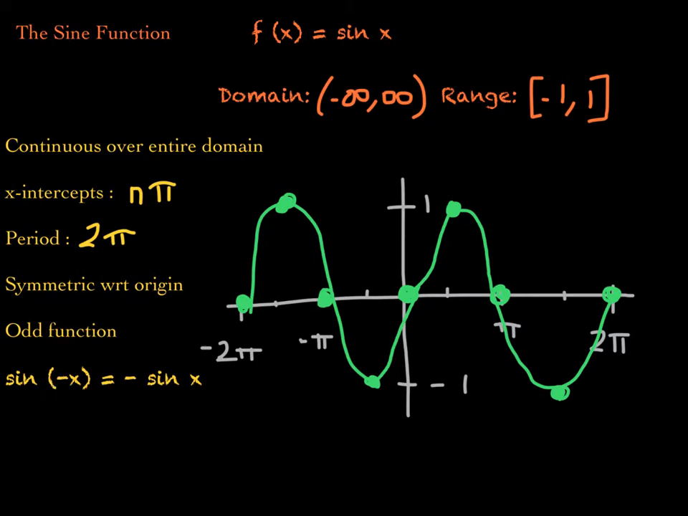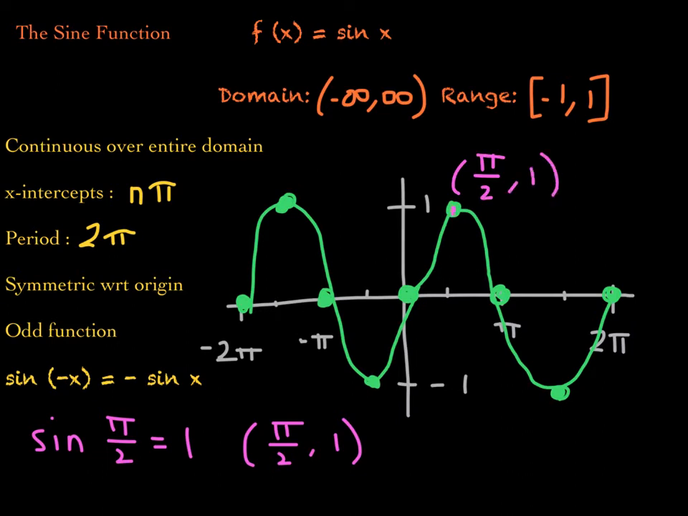Let me see if I can give you an example of what that means. Let's do sine of pi over 2. Sine of pi over 2 is 1. Now, pi over 2 is your input, 1 is your output, right? So the ordered pair here is pi over 2, comma 1. It's on the graph. It's on the curve. It's right here. This is pi over 2, comma 1. I'll label it. That's this point right here.